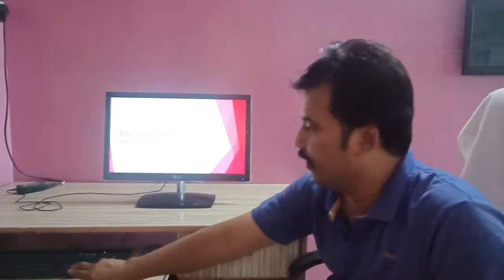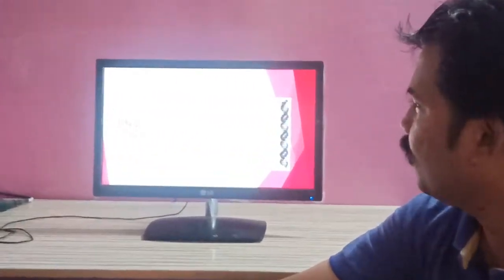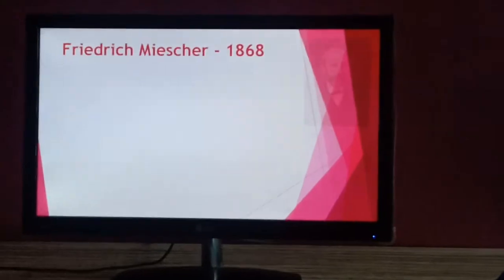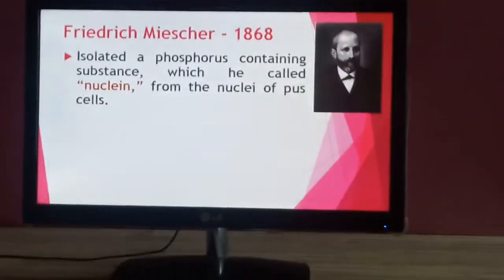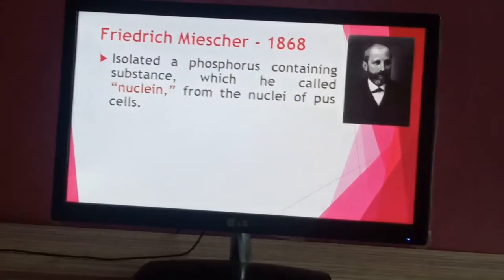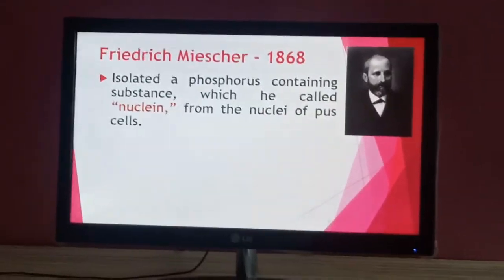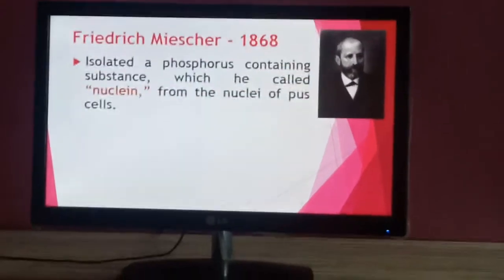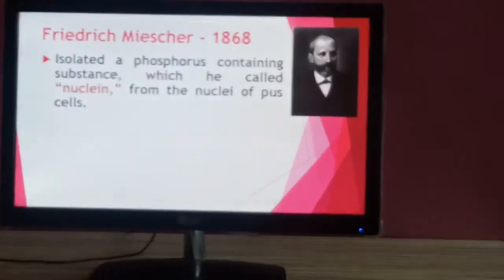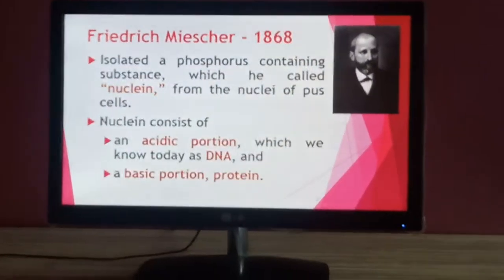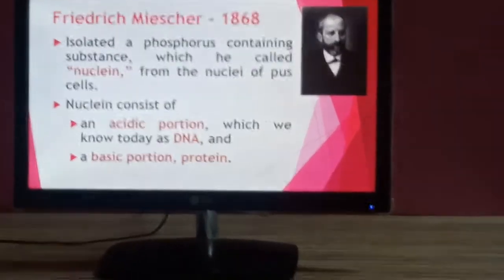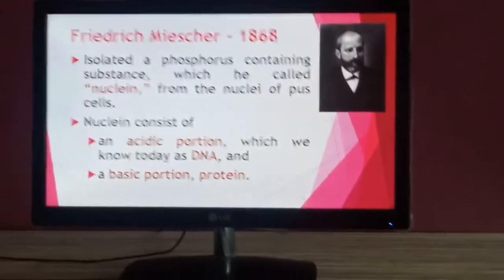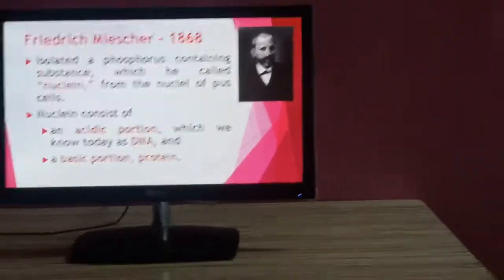How has it been proved? Let's go through some of the research works by some scientists. The first work was by Friedrich Miescher. In 1868, he isolated a compound called nuclein from the nucleus of pus cells. It contained two chemicals, one an acidic portion and the second a basic portion. Now we know that the acidic portion was the nucleic acid and the basic portion was the protein.